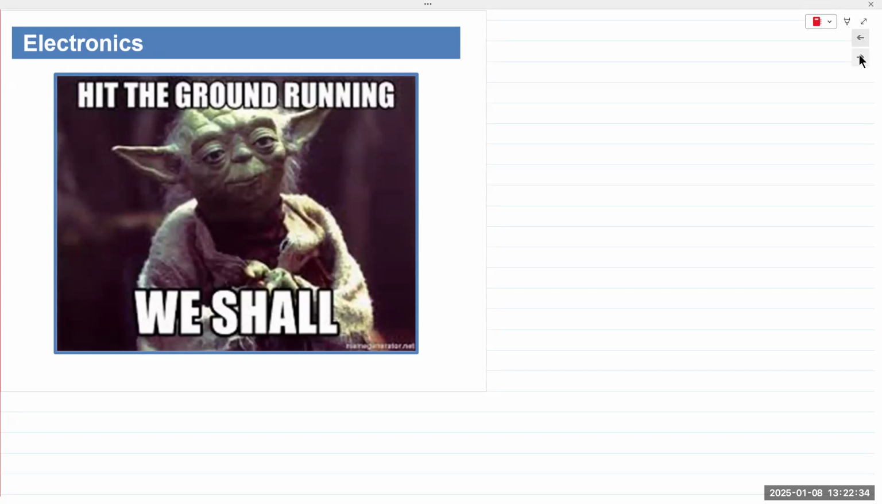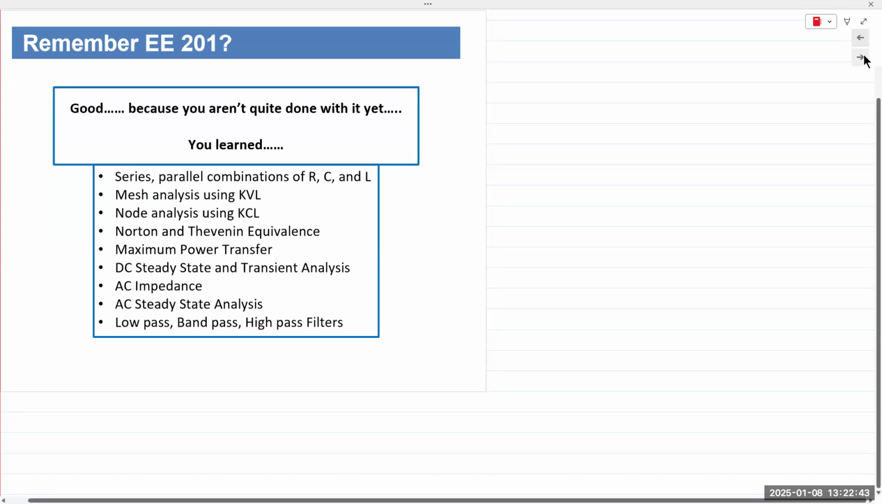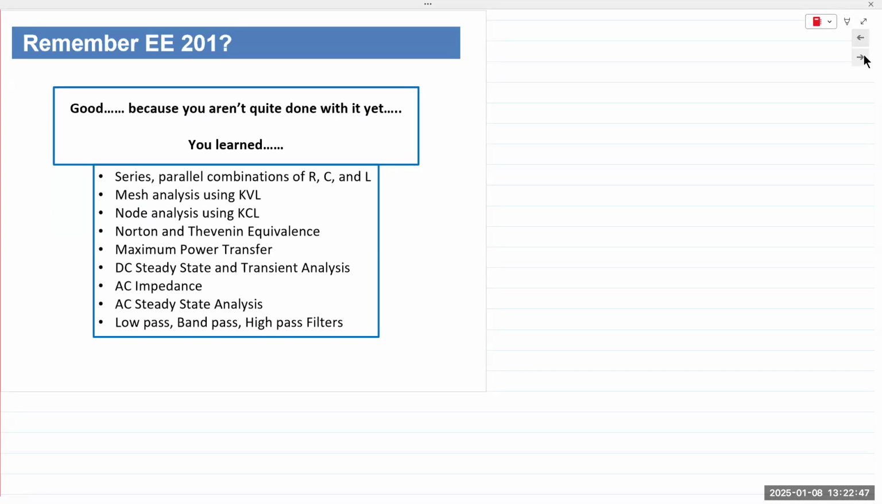Hit the ground running we shall, because the circuit analysis techniques we used from 201, they're not quite done with it yet. Y'all remember all of those? Node voltage analysis, mesh current analysis, Thevenin theorem, Norton theorem, right? All of those, we are not quite done with it. When you took 201, how many circuit analysis techniques did you learn? What if I tell you you only need three?